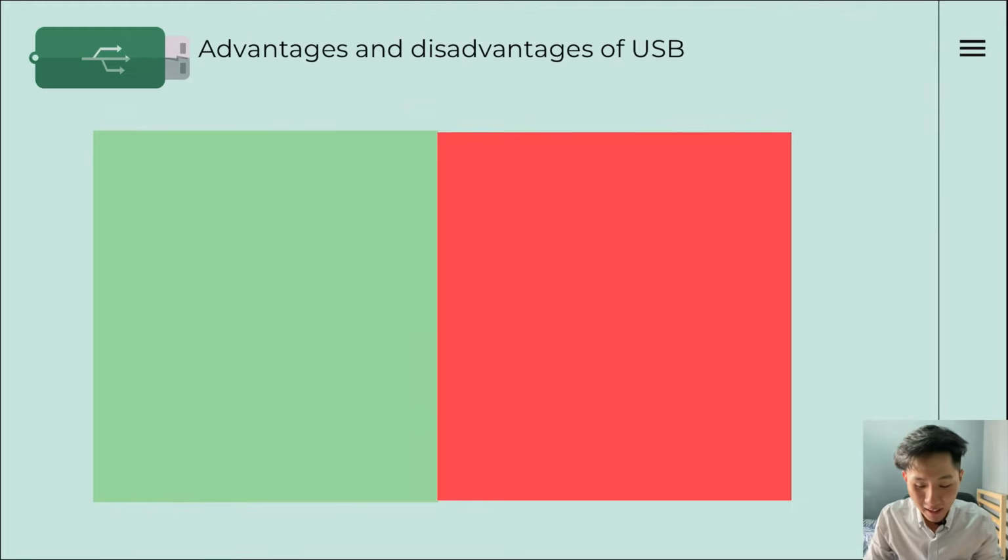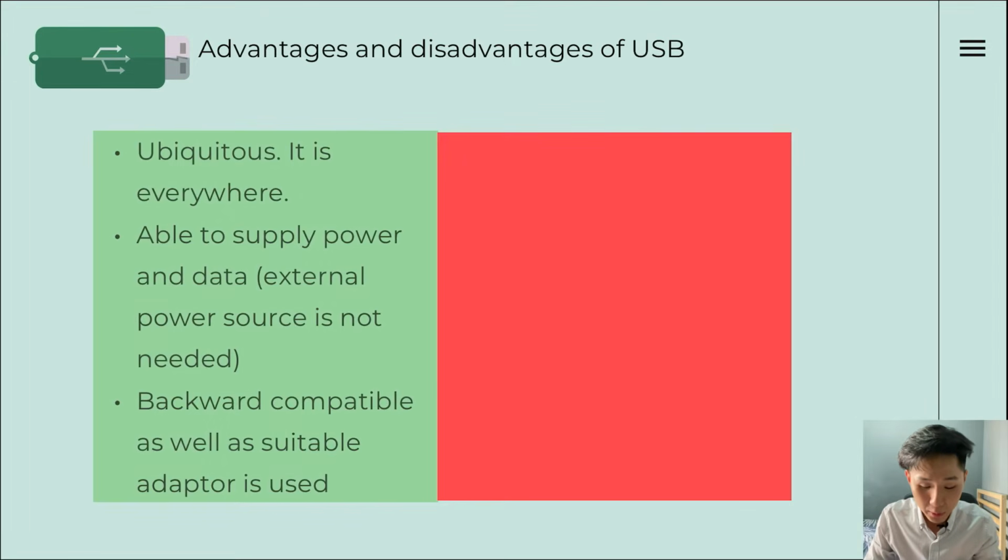The advantages of USB are that it's very ubiquitous, it is everywhere, therefore manufacturers like it. And it is able to supply both power and data. You can either transmit data or charge your gadget using the USB connector. And it's backward compatible because there are multiple versions of USB out there, 2, 3, 4. You can use the same pen drive on the less modern USB system.